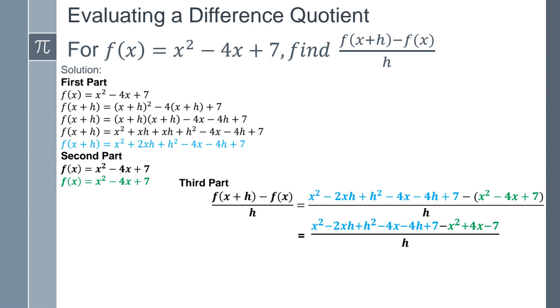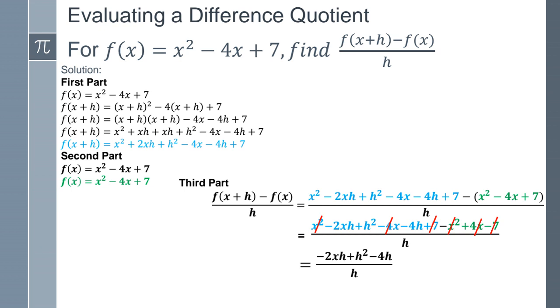And we can. An x squared with a minus x squared, that becomes 0. A minus 4x with a positive 4x, that also becomes 0. A positive 7 with a negative 7, that becomes 0. So we are left with only minus 2xh plus h squared minus 4h. So now it's just down to this division.